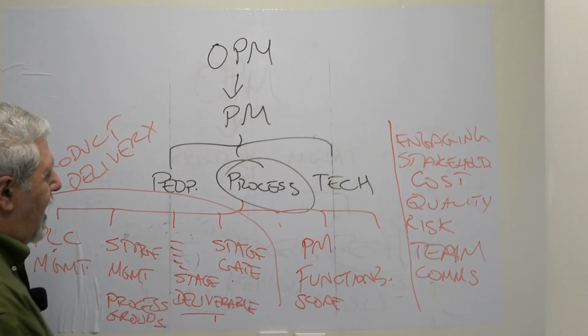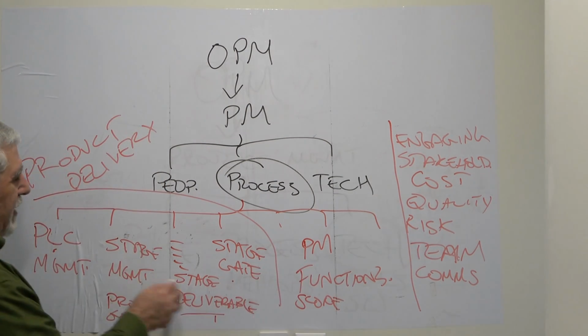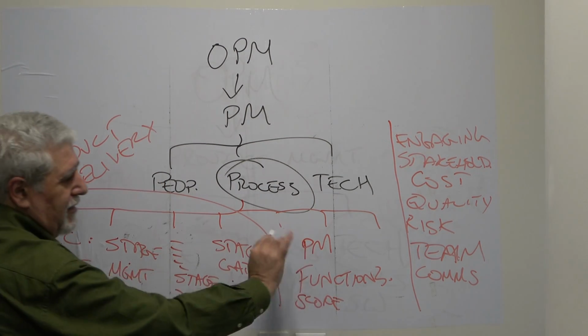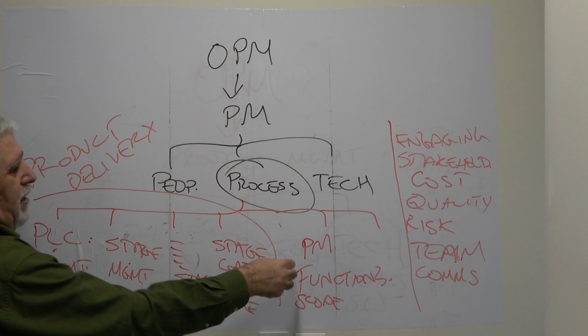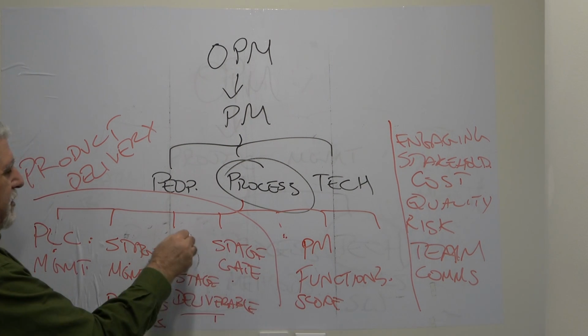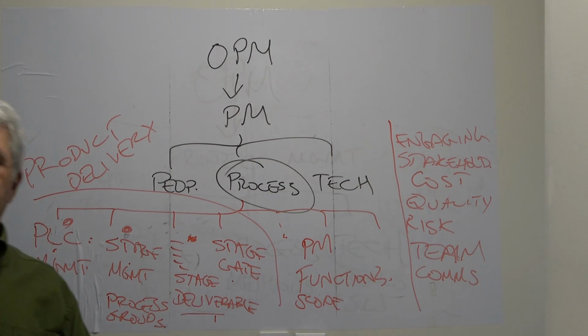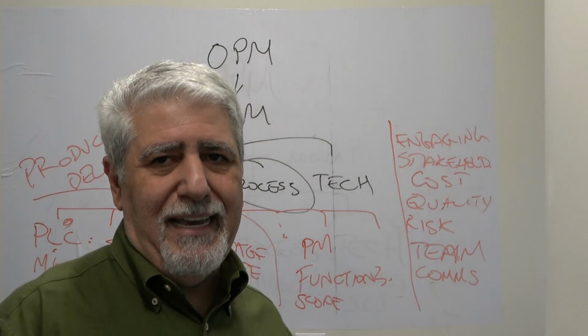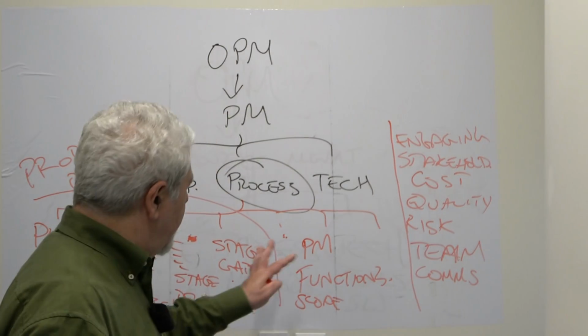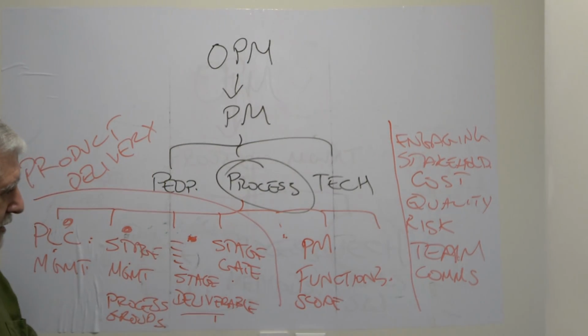All of these things are happening, and they could be happening in every stage. This is why they are separate in a way, because they are there to help us manage the stage deliverable, manage the stage, manage the PLC, and even at the program level and the portfolio level, they exist as well, right? So we need to manage those things.